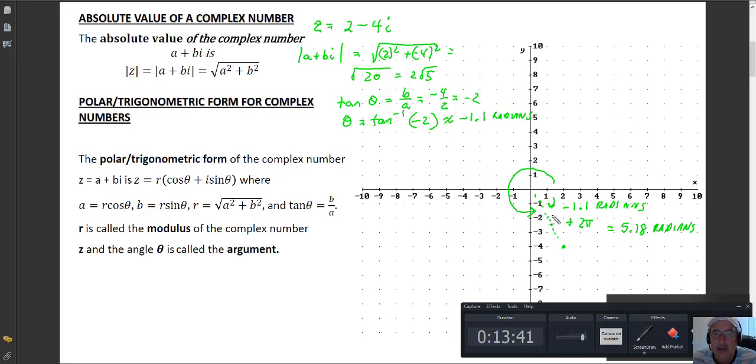So writing this now in the polar form, I'll just come up here and write it right next to it here. We're going to say that this equals 2 times the square root of 5 times the cosine, if they want this in radians, of 5.18 plus i sine 5.18. All right, so that concludes another example here.